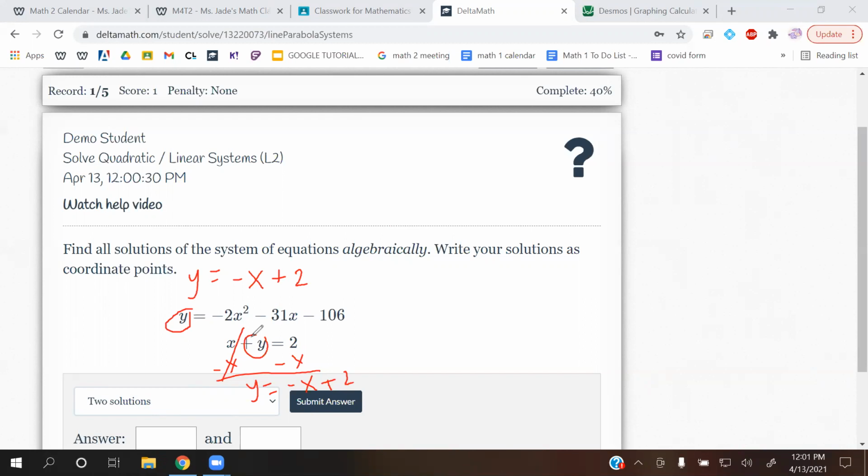So once y is by itself in both equations, you may proceed as we have for the last 3 examples, the one in this video and the 2 from the other video. And what you do with that is you're going to set the equations equal to each other. So I have negative 2x squared minus 31x minus 106, big numbers, is equal to negative x plus 2.